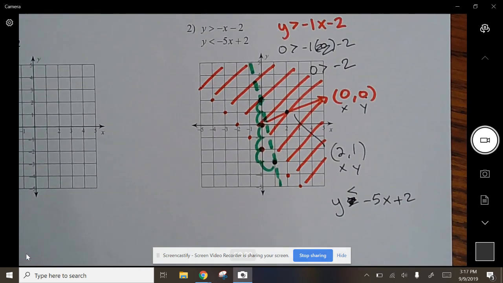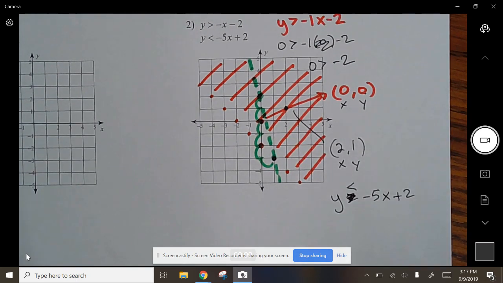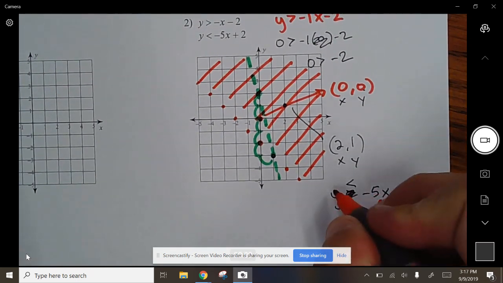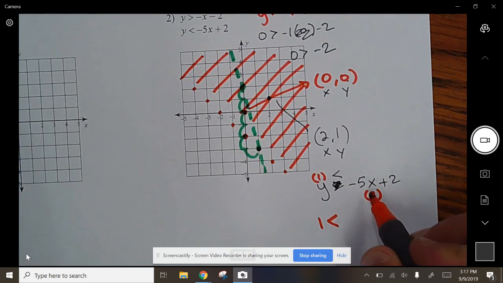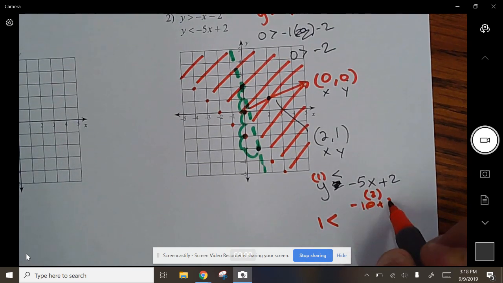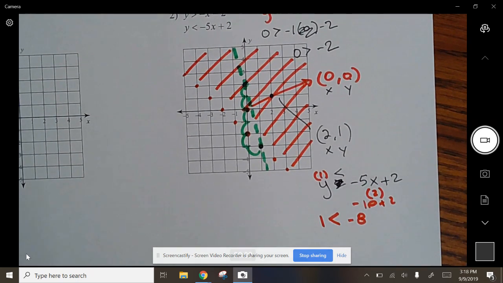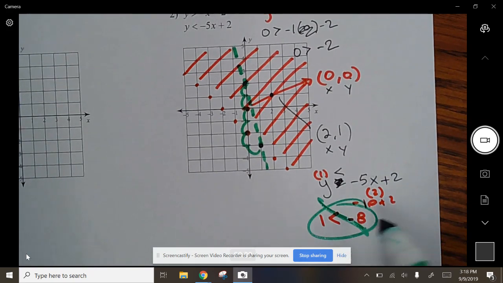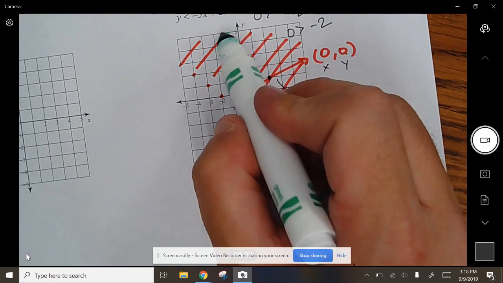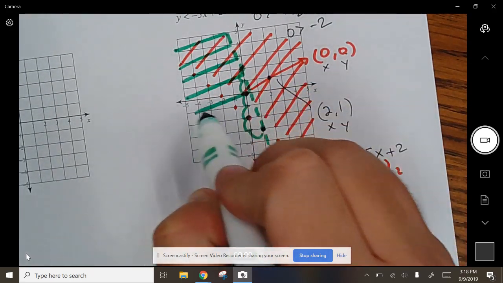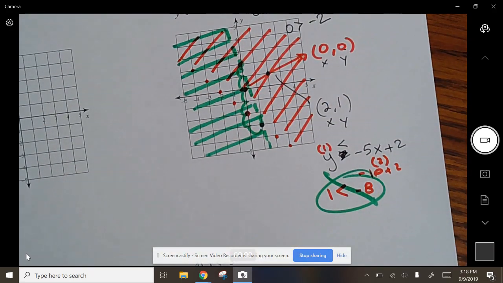Now, if I plug in the coordinate again, what was it? 2 for x, and then 1 here. Is 1 less than -5 times 2 is -10, plus 2 is -8? Is 1 less than -8? Nope, it's not. This is a false statement, so we're not going to shade this way over that coordinate. We're going to do the opposite side. So we're going to shade this way. And I just do lines. It doesn't have to be too crazy, the shading.